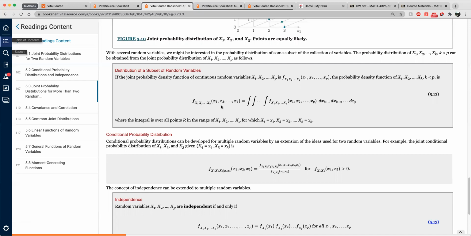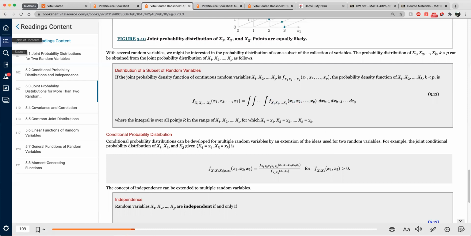So you see, this is a multiple integral, definitely. But how many integrals are there? These are integrals with respect to xk plus 1 through xp, and this is just the joint PDF of x1 through xp. Where the integral is over all points in the range of x1 through xp for which X1 is lowercase x1, X2 is lowercase x2, and so on. See that?